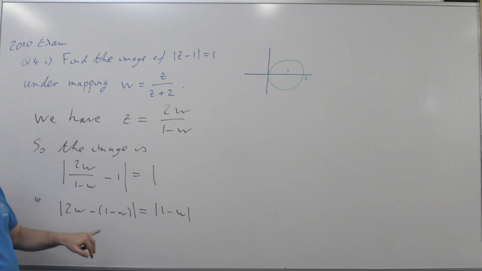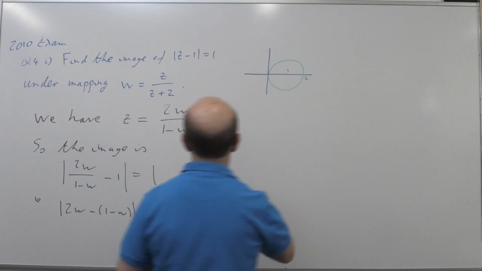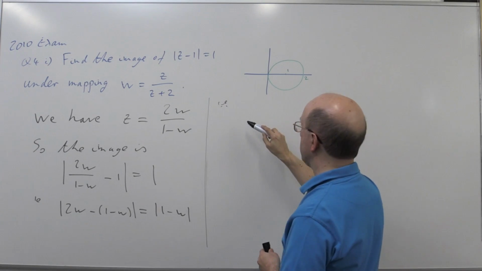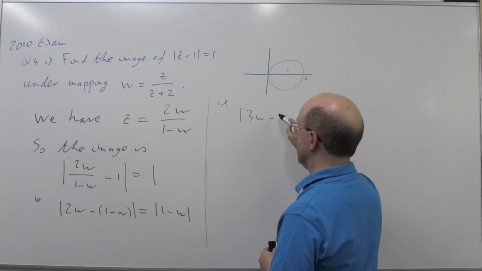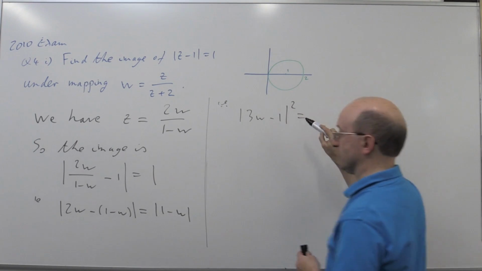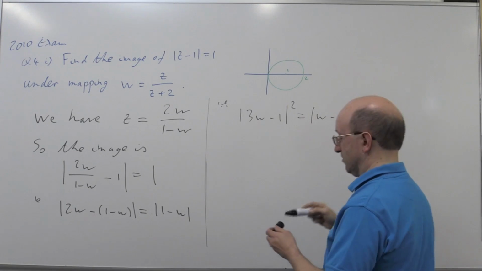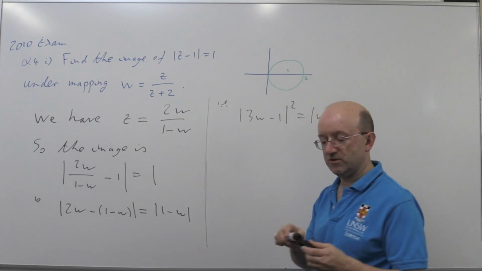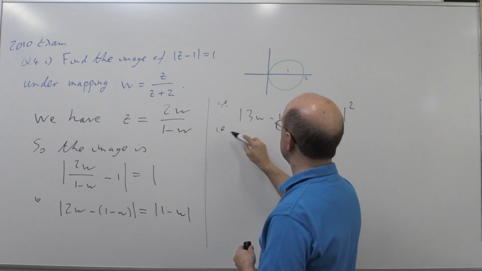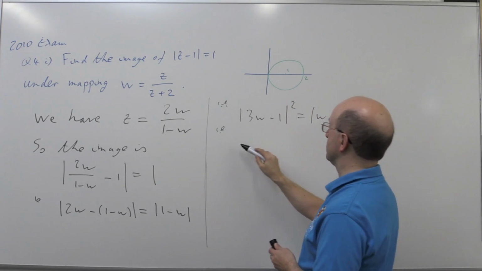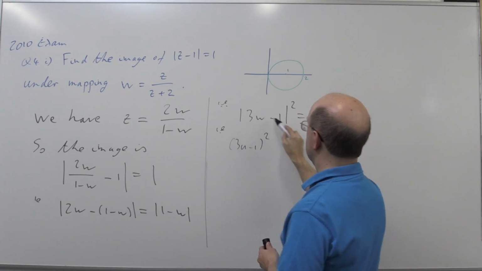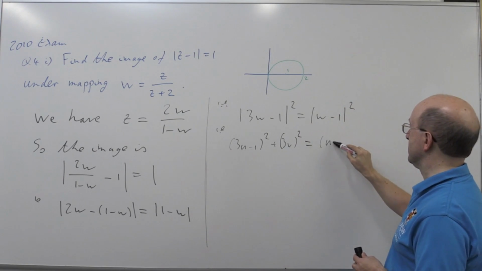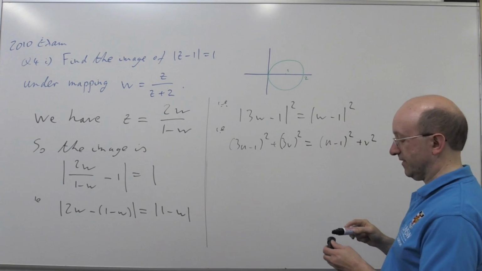Rearrange this. This is going to be a circle. As I say, we're going to square both sides. The next step, modulus of 3w minus 1, we might as well put the square in at this point, is w minus 1 squared, or w minus 1, same as mod 1 minus w naturally, and with the usual notation that w is u plus iv, this is going to be 3u minus 1 all squared plus 3v all squared is to equal u minus 1 all squared plus v squared.